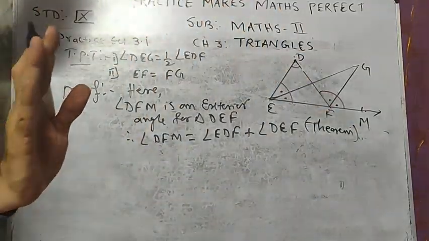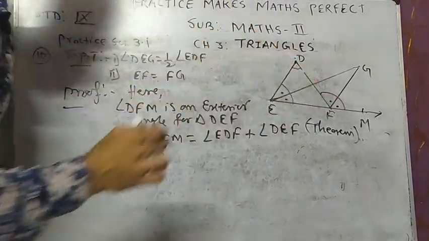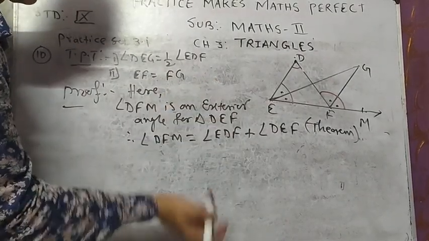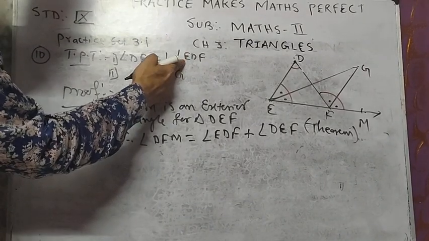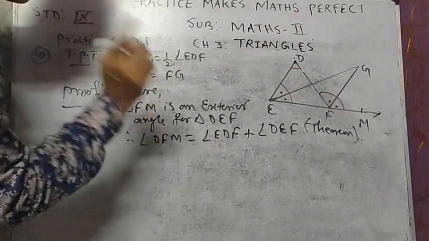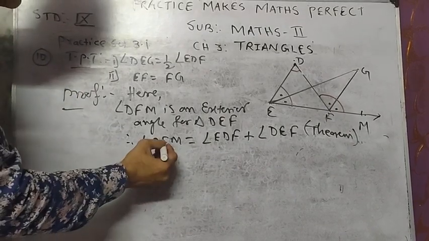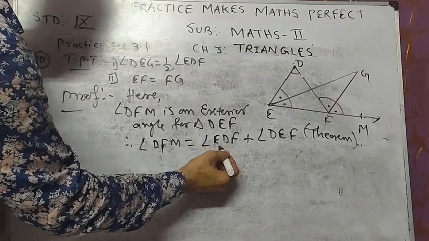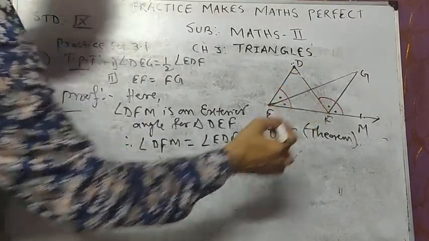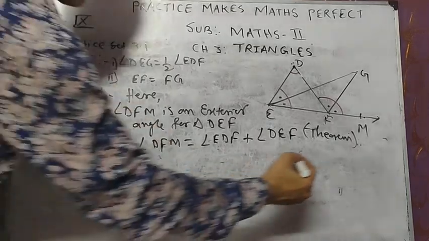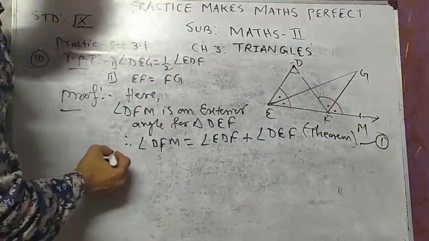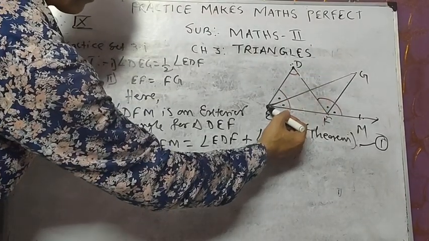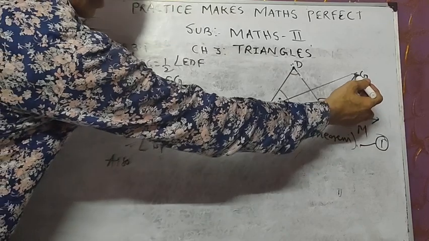Now this angle was separate. So why have I written the 3-letter name here? Because in the question it is a 3-letter name, so in the same way I have written it here. So angle DFM is equal to EDF plus angle DEF. This is called the remote interior angles theorem. Equation number 1.